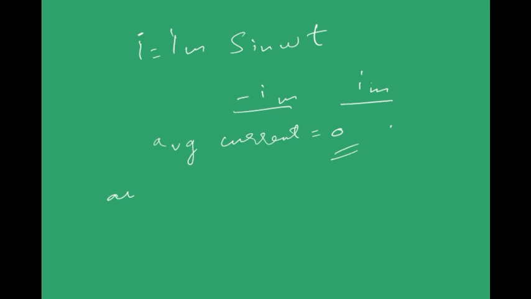But note that the average power is not equal to zero. So the energy dissipation will still be there, because what is power? Power is I square R, right? And I square, whether the direction is positive or negative, will always be positive. I square is always greater than zero. Hence, there will always be power loss, or power dissipation, energy dissipation. So P is equal to I square R.